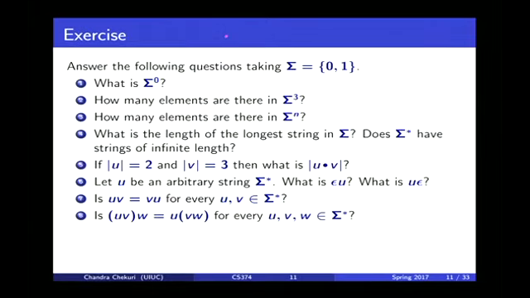Let's do some exercises. Sigma is {0, 1}. What is sigma to the 0? Just a set containing the empty string, right? But where did we get that from? Why is that correct? This is from the definition. You didn't make it up. How many elements are there in sigma cube?